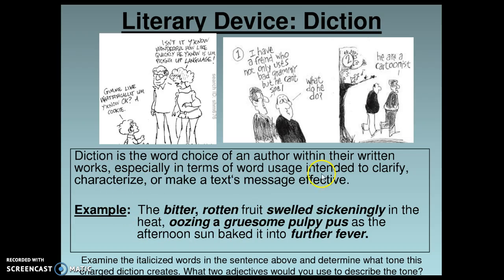So let's look at this next example here. The bitter, rotten fruit swelled sickeningly in the heat, oozing a gruesome pulpy pus as the afternoon sun baked into further fever. So, well, here we see some alliteration, but that's not what we're exactly looking at here.